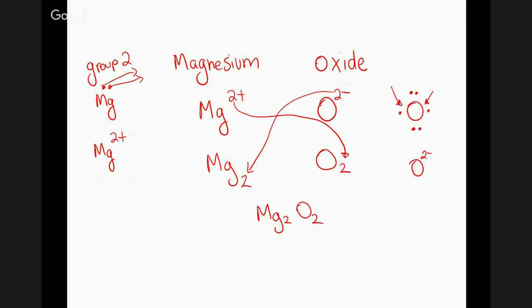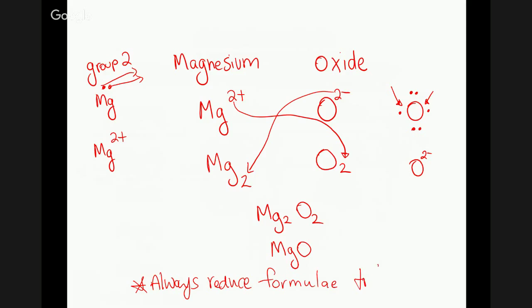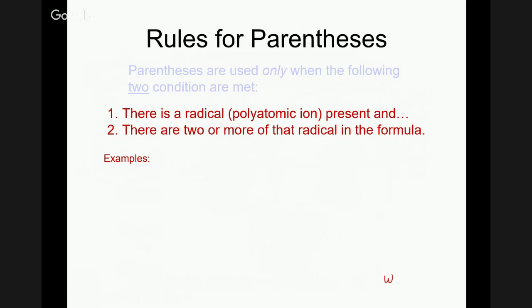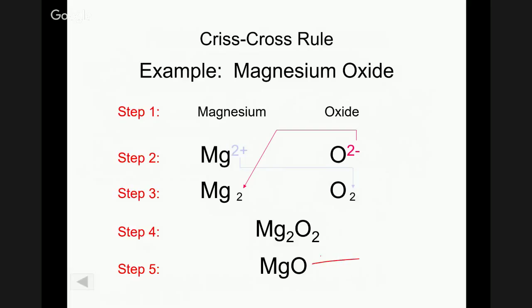Let me ask you, is there a better way to write that? If it's true that for every 2 magnesiums, we need 2 oxygens, then it's equally true that for every 1 magnesium, we need 1 oxygen. And that brings us to a rule. Always reduce formulae to lowest terms.